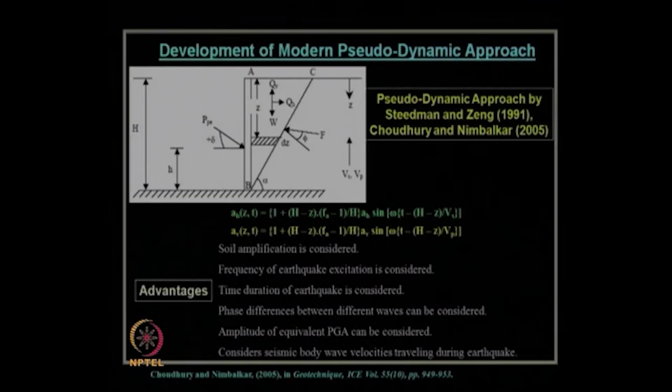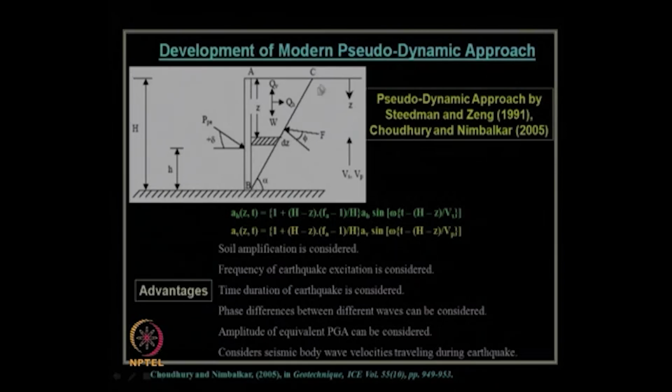Now, let us move forward and talk about the development of the modern pseudodynamic approach. This pseudodynamic approach was originally proposed by Steedman and Zeng in 1991, which has been further modified, and a generalized solution for the pseudodynamic approach was given by Choudhury and Nimbalkar in 2005 for the first time. So, what is the pseudodynamic method? Let us look at this problem.